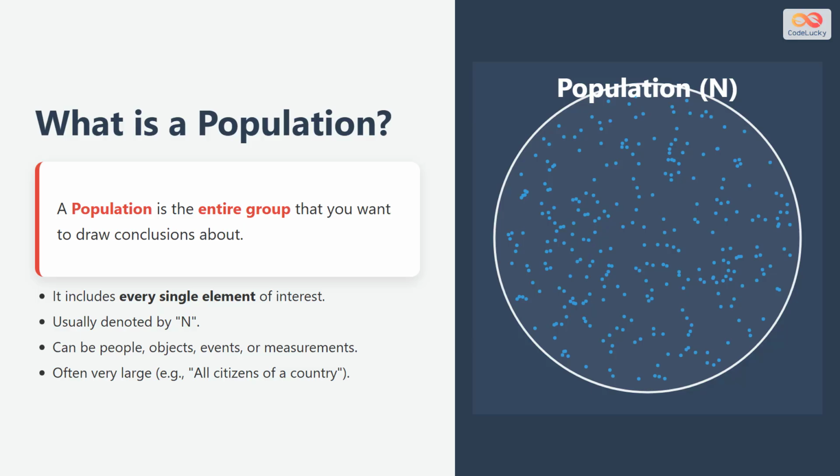Let's start with the big picture. In statistics, the word population doesn't just mean people living in a city. It refers to the entire group that you want to draw conclusions about. It includes every single element of interest, whether that's people, objects, or events. We typically use the uppercase letter N to represent the size of a population.